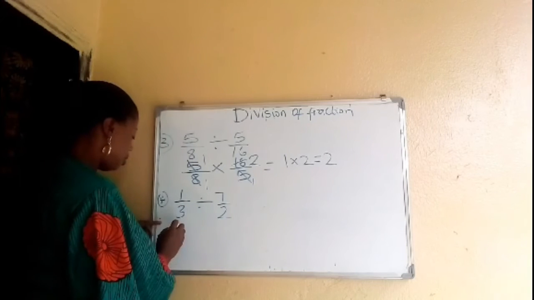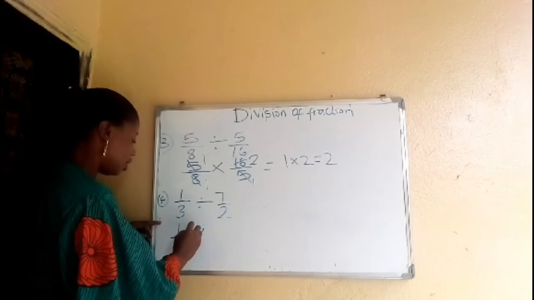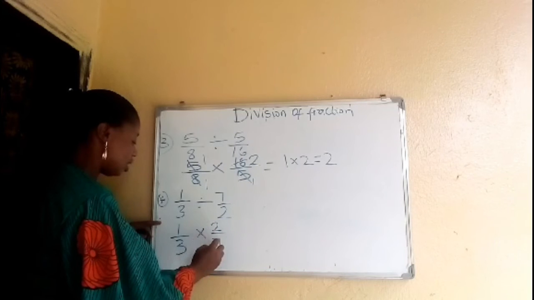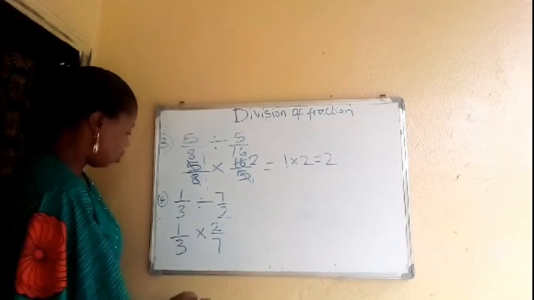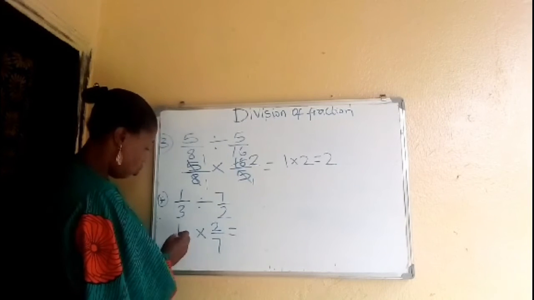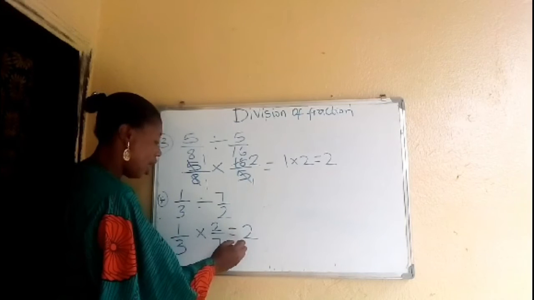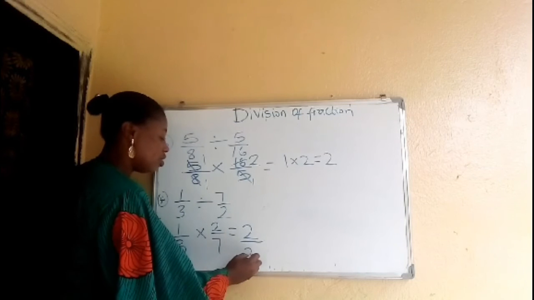Here, the same thing, 1 over 3 times 2 over 7. There are no factors, so we cannot divide. So 1 times 2 is 2, and 3 times 7 is 21.